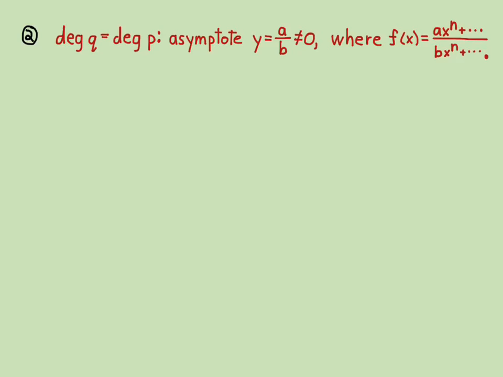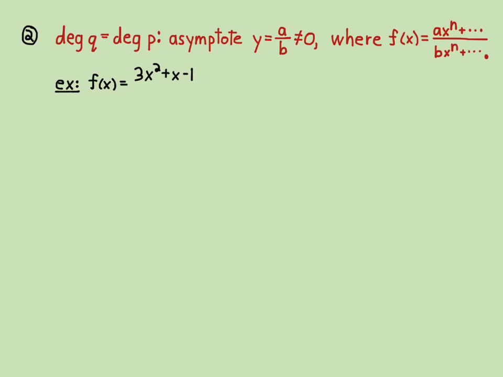Where f of x equals a x to the n plus dot dot dot over b x to the n plus dot dot dot. In other words, a is the leading coefficient of the numerator and b is the leading coefficient of the denominator. And this happens again because the dominant terms as x goes to infinity or minus infinity are the leading terms of the polynomials.